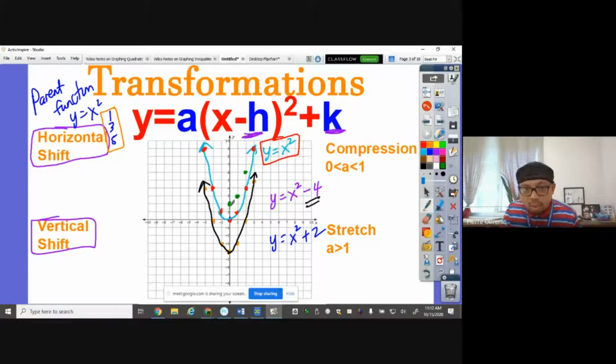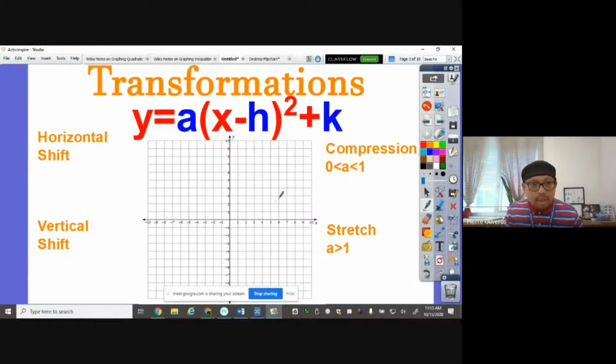I don't have space anymore. And then reflection, reflection there. And just simply connect them. And you will see from the blue to green, it went up by 2 units because of the plus 2 here. And that's how the vertical shift moves. Okay. All right, let's move here.